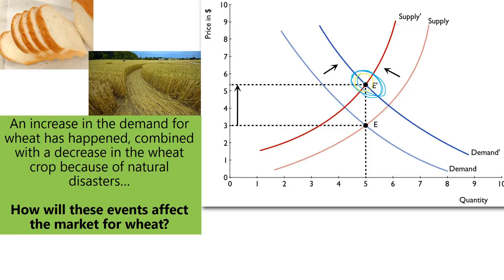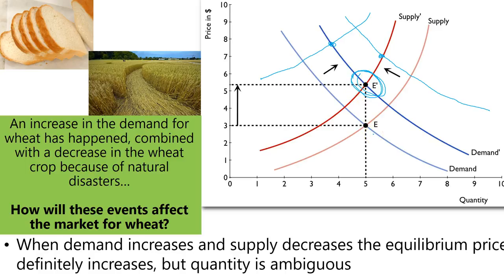Depending on how I draw this, let's say again, what if my demand was really big for a change and this became my new equilibrium point? Or what if my supply decrease was really big and this became my new equilibrium point? What I know is that no matter how I draw it, the equilibrium price will rise. So when demand increases and supply decreases, equilibrium price definitely increases. Quantity will be ambiguous as to where it's going to go.